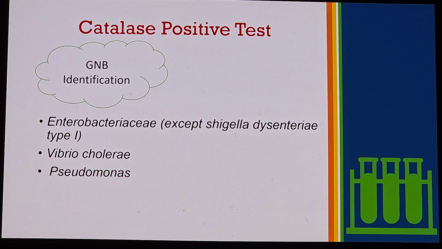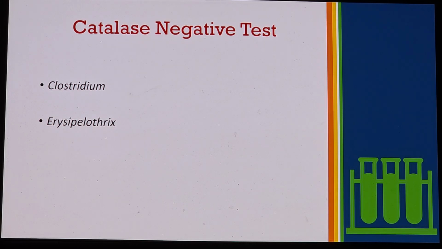Then all the Enterobacteriaceae family are catalase positive except Shigella dysenteriae type 1. The other gram-negative bacilli which mainly show catalase positive are Vibrio cholerae and Pseudomonas species. Catalase negative organisms are Clostridium and Erysipelothrix.